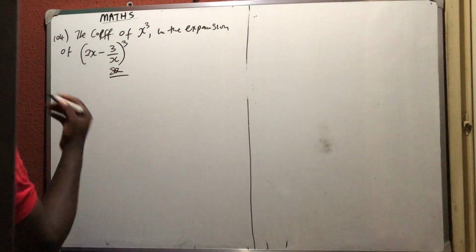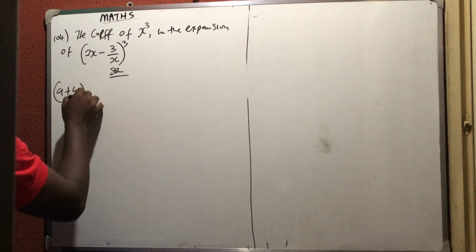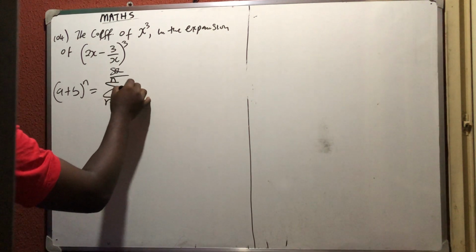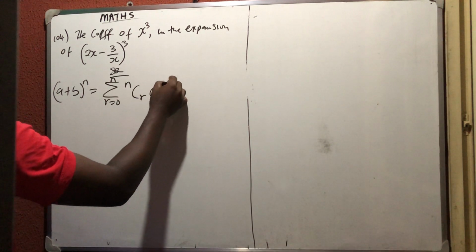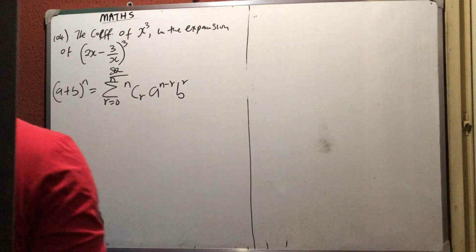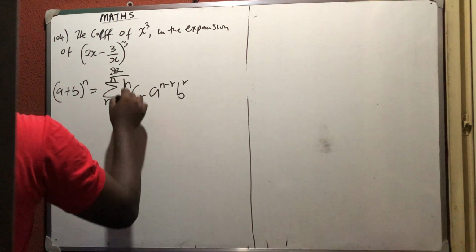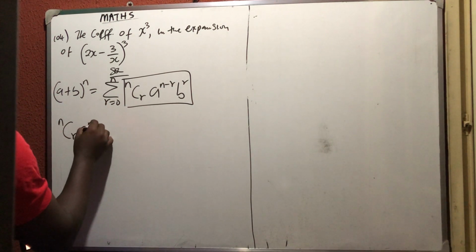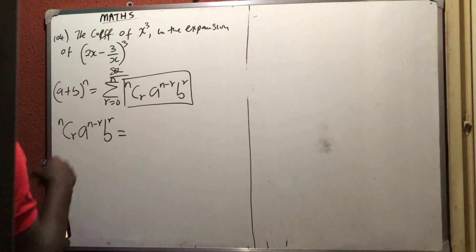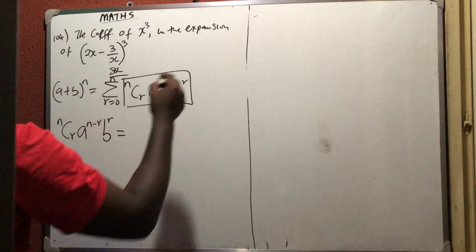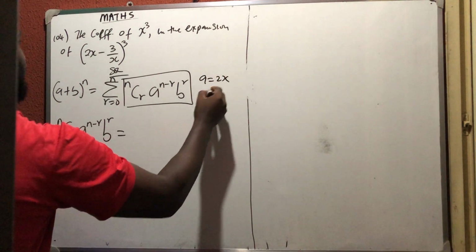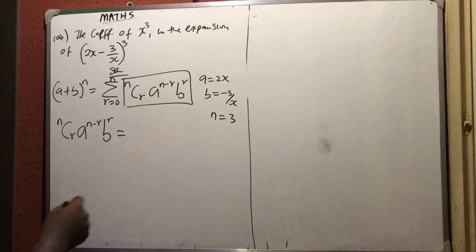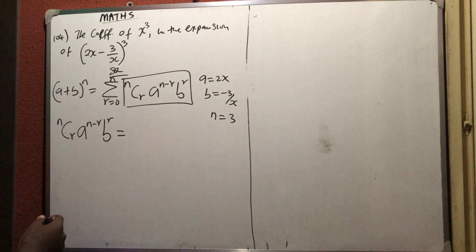Solution, the same method again, that a plus b all raised to power n is equal to the summation of r starting from 0 to n of n combination r, a raised to power n minus r, b raised to power r. But I told you that since we are finding a particular term, we just need to use this formula. So the formula we are using is what? n combination r, a raised to power n minus r, b raised to power r. If you compare, we will see that our a is equal to 2x, our b is equal to minus 3 over x, and our n is equal to 3. Okay, as simple as that. So let us do that.